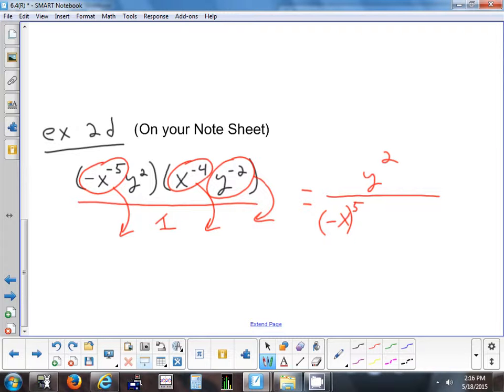I see now. What about x to the negative fourth? What does that become? Austin? X to the fourth. Okay, one more thing we got to move. Y. Yep. Y to the negative 2 to the bottom. Good.